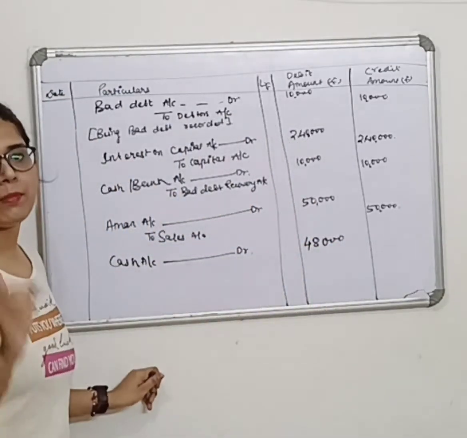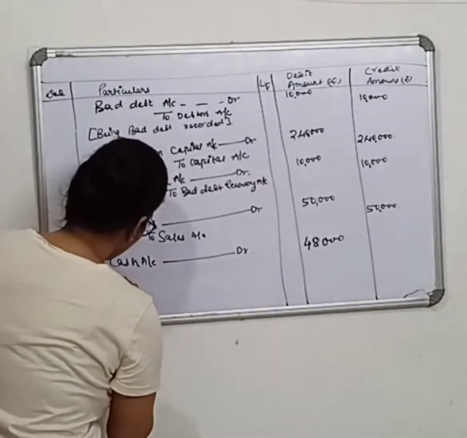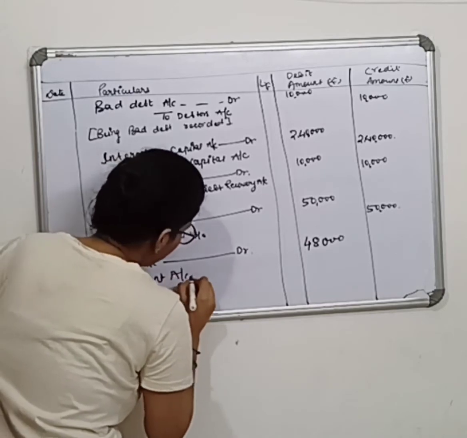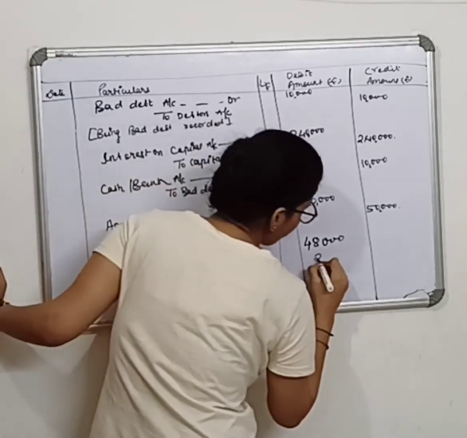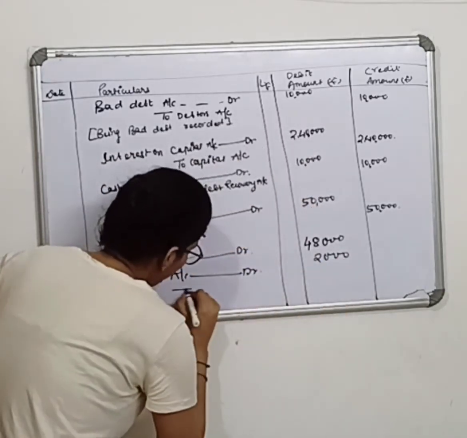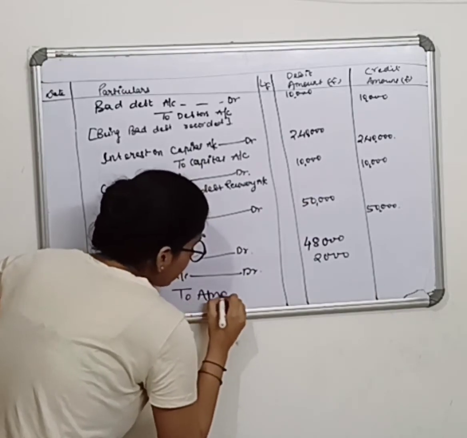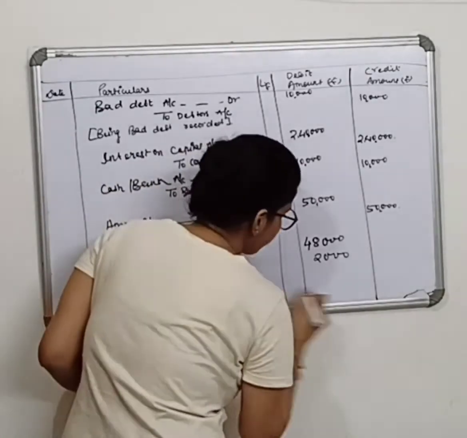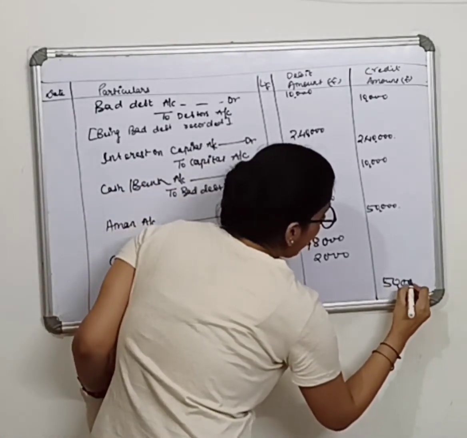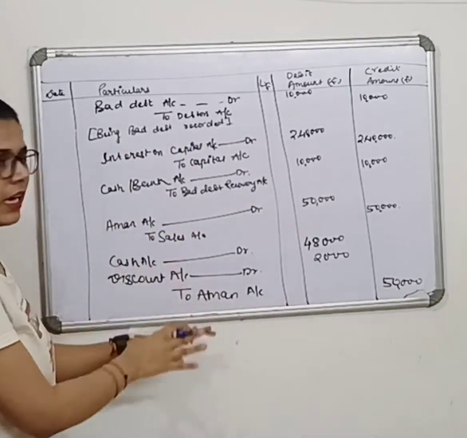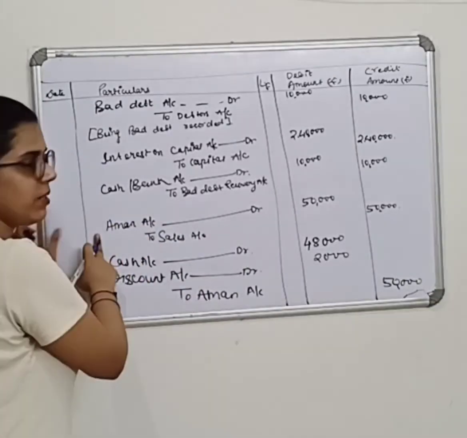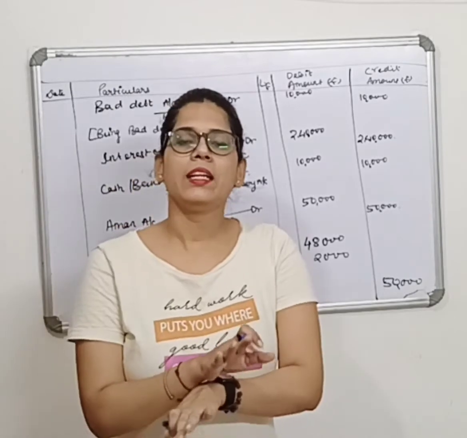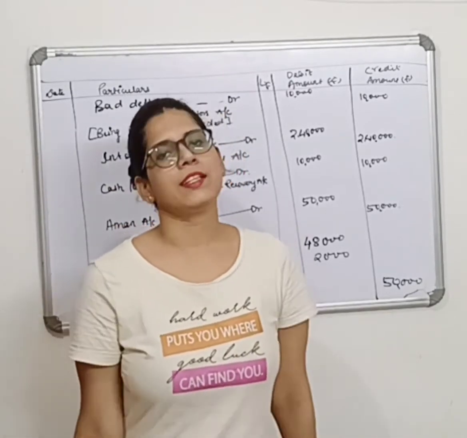2,000 will get debited for the discount we have allowed. Discount account debit rupees 2,000 to, now whose account gets settled? Of course Aman's. So to Aman account 50,000, and this makes Aman's account settled. One time he was debited with 50,000, now he has been credited with 50,000, and his account with our firm is settled as of now.